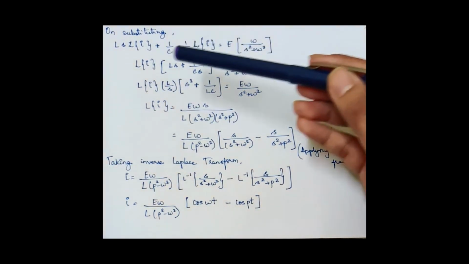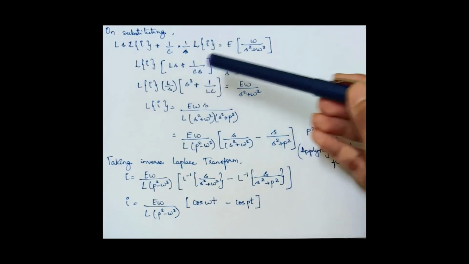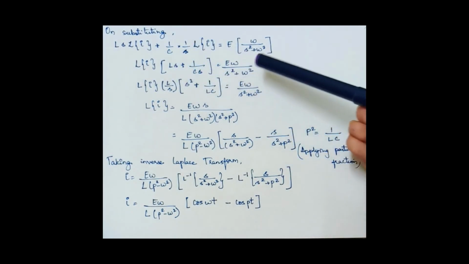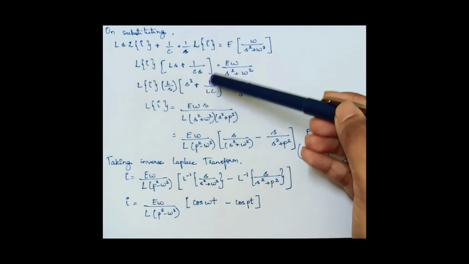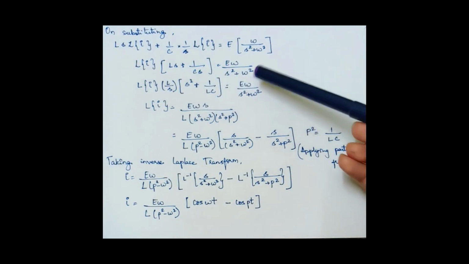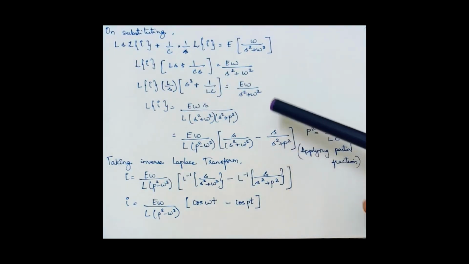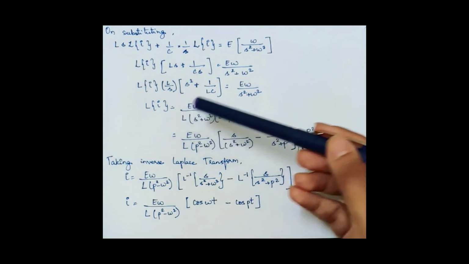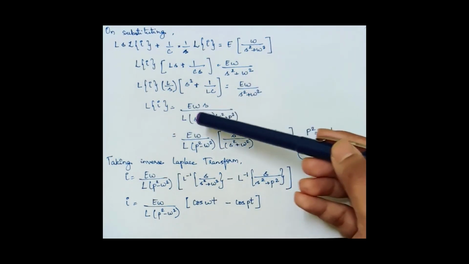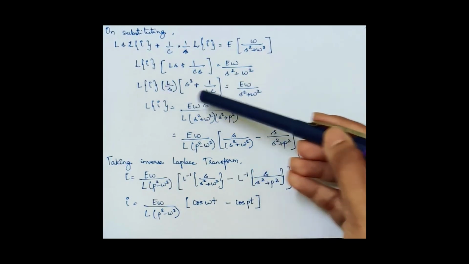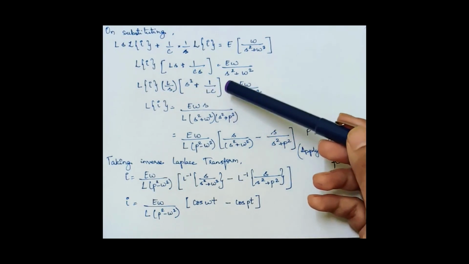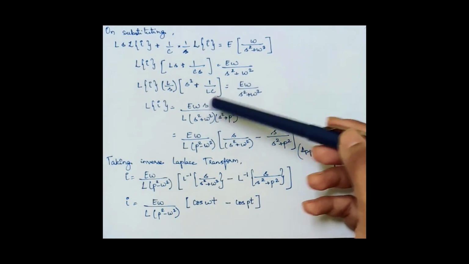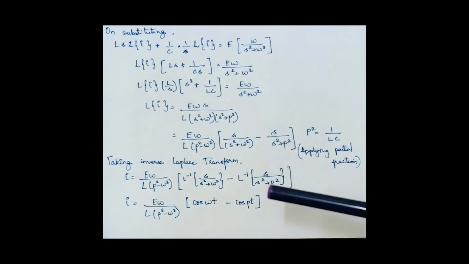So now you take Laplace transform of I common and you have Ls plus 1 by Cs inside, which is equal to E omega by s square plus omega square. Now on taking L by s as common, you have s square plus 1 by LC inside, which is equal to E omega by s square plus omega square. Now they have given that 1 by LC can be written as P square. So you have E omega s divided by L into (s square plus omega square) into (s square plus p square), where p square is 1 by LC.